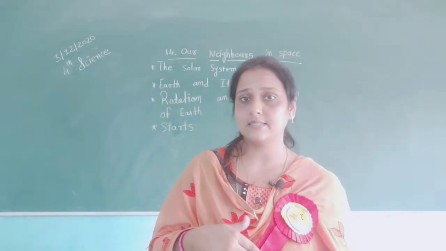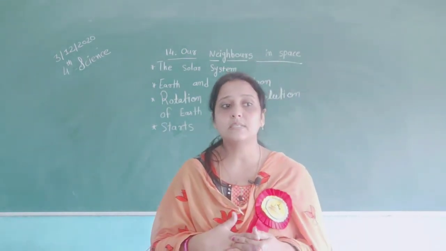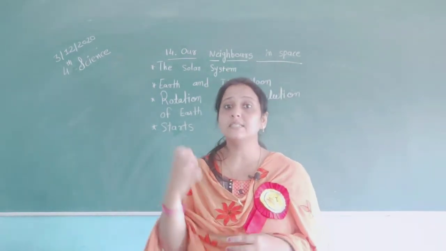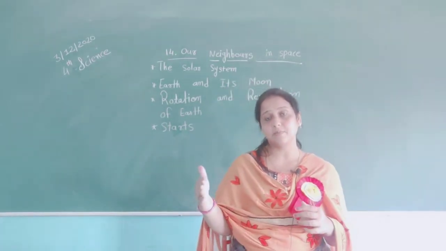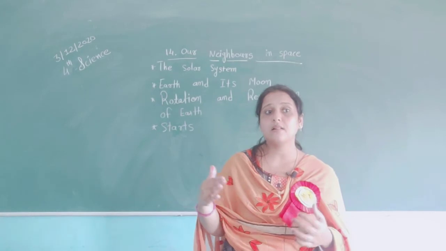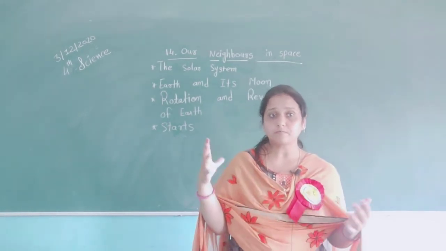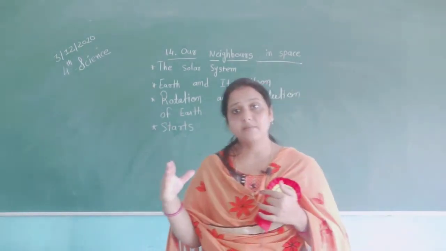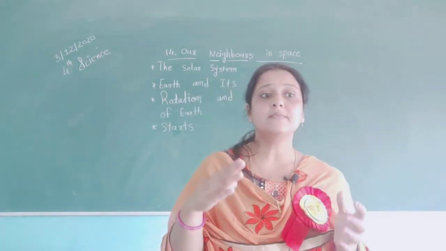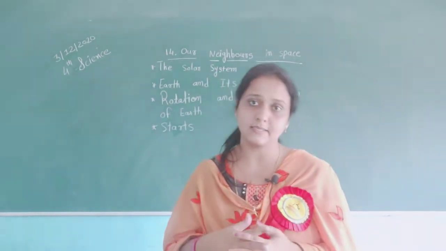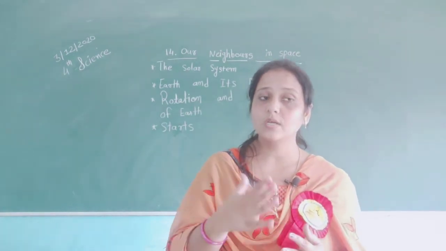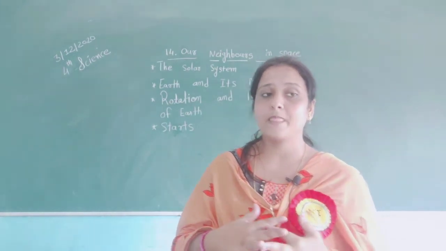On the other hand, the poles receive sunlight only for 6 months and remain dark for the next 6 months. That means they have a very different atmosphere, receiving sunlight only for 6 months and dark for the next 6 months.